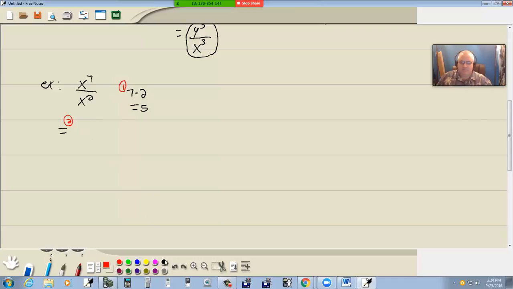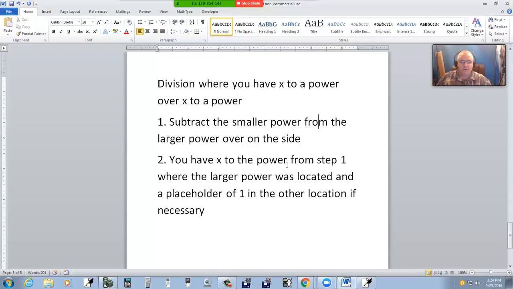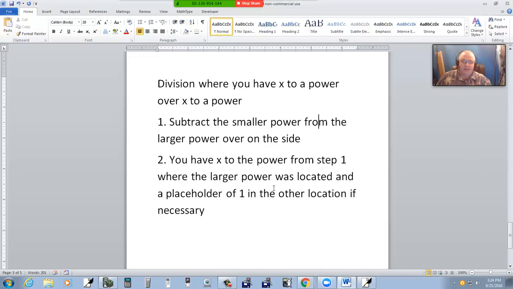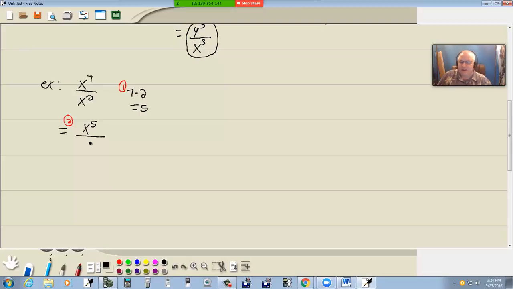And then step 2 says you have x to that power from step 1 where the larger power is located. So we have 5 here, so we're going to have x to the 5th where our larger exponent was, which was on top. And then a placeholder of 1 in the other location if necessary. We have a blank down here for the fraction, so we'll put a 1 there. And x to the 5th over 1 is simply x^5.